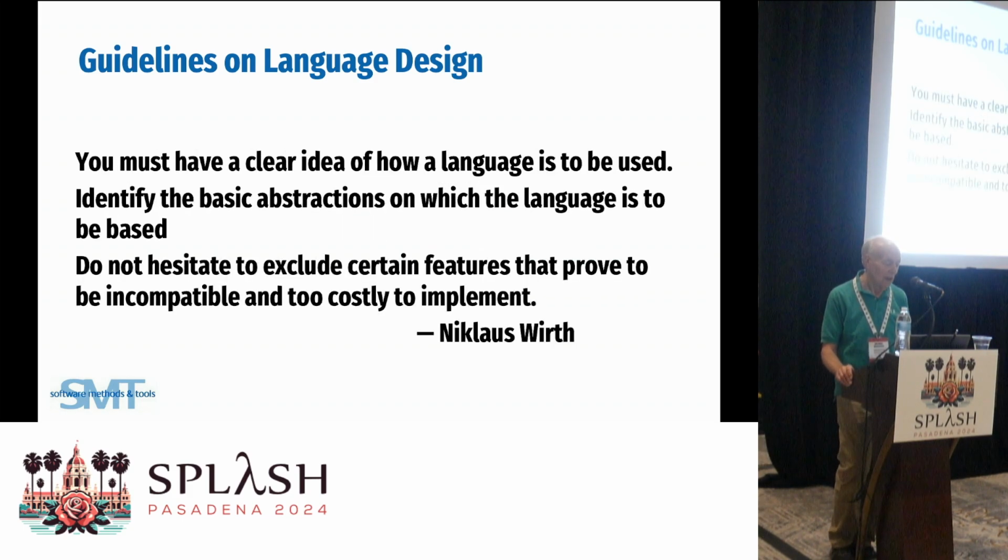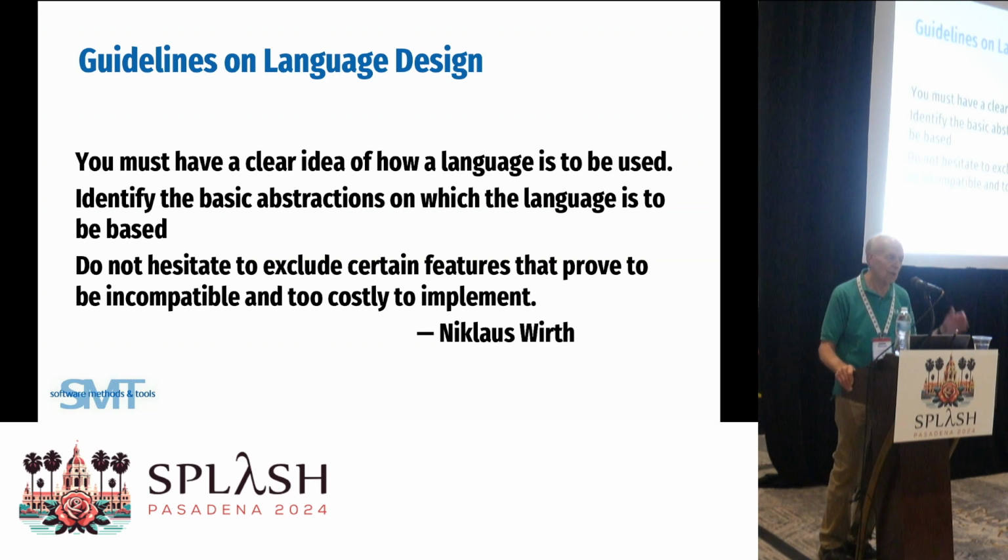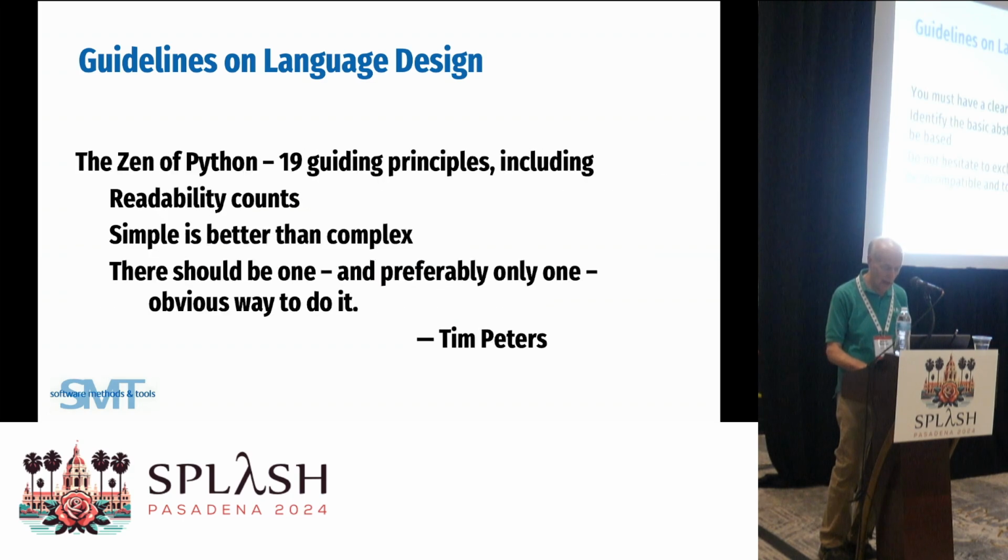Niklaus Wirth, who's known for Modula and for Pascal and a few others, gave a very brisk description. You have to have a clear idea of how a language is going to be used, right? Because you need to select the right primitives for it. That's how you come up with your basic abstractions. And he made the point that you got to leave stuff out. If you put everything in, you end up with PL/I, okay, or Ada, and it's too big to implement and too big to use. And he made a big point about that.